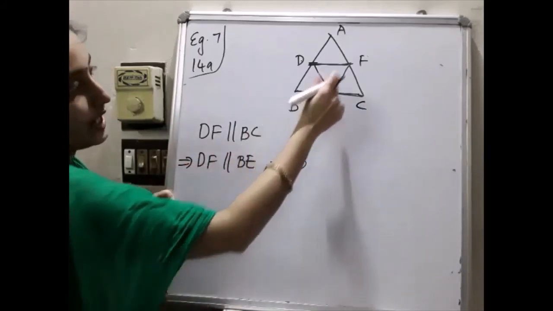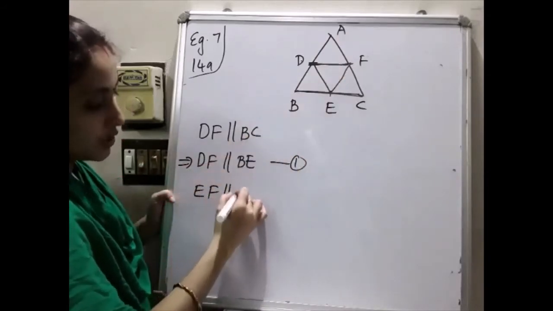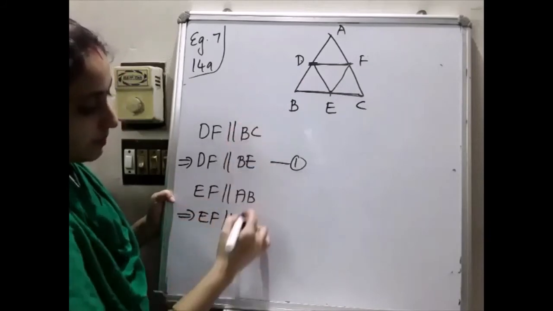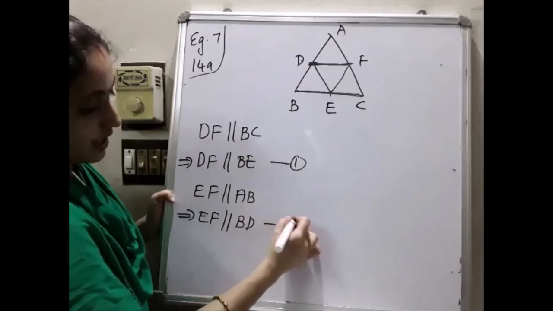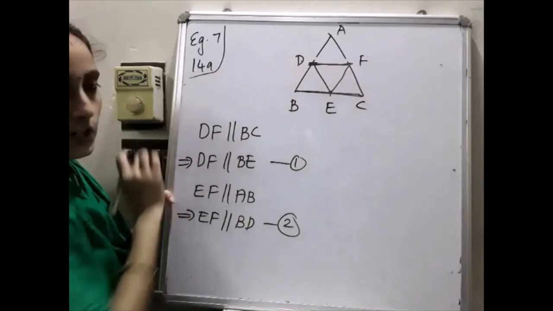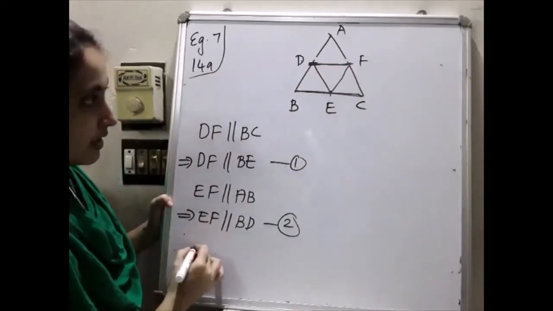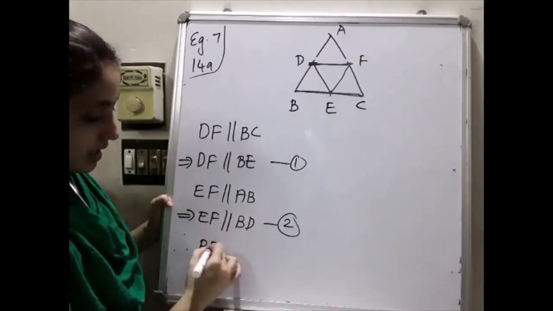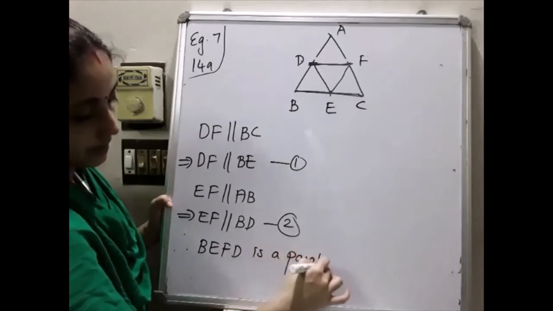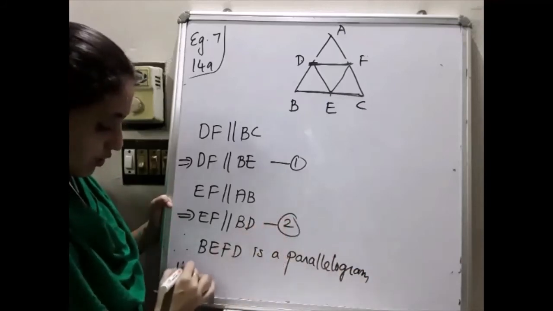Again, E and F are the midpoints, so we can write EF is parallel to AB. That means EF is parallel to the small portion BD. 2 conditions we got, that is DF is parallel to BE and EF is parallel to BD. That means opposite sides are parallel. So therefore BEFD is a parallelogram.